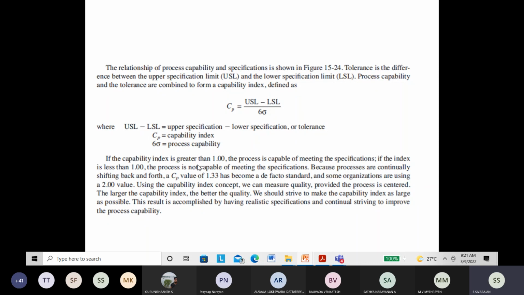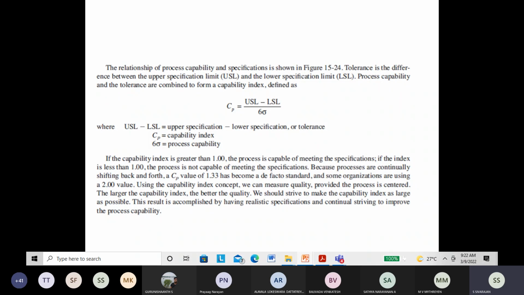If the capability index is greater than 1, the process is capable of meeting the specification. There are two things. The first is whether the process is in control or out of control. The next is whether it is capable of meeting the specification. So this value should be more than 1. In the next slide, I will show some diagrams where you will understand why it is meeting the specifications.